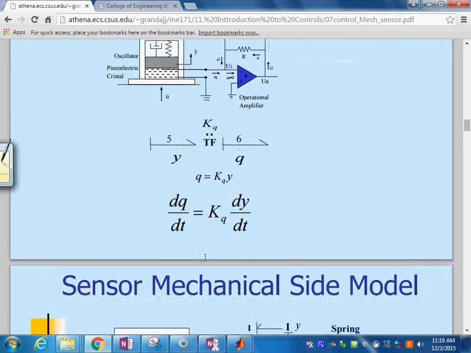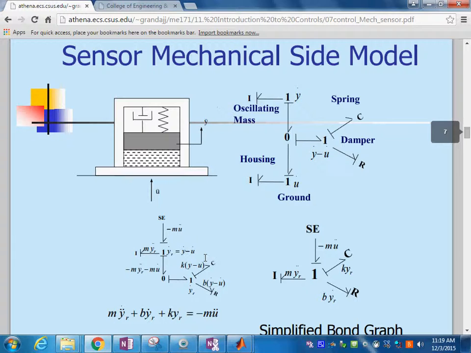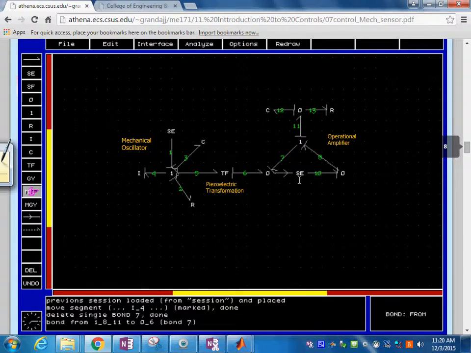And finally, the other thing was the mechanical side will produce in short the bond graph model like this, but we can reduce it to one like this, see? Because these are through power. Then you can put it together like this. This is in fact how it should look. You have the mechanical side, the piezoelectric transformation, and the electrical side.